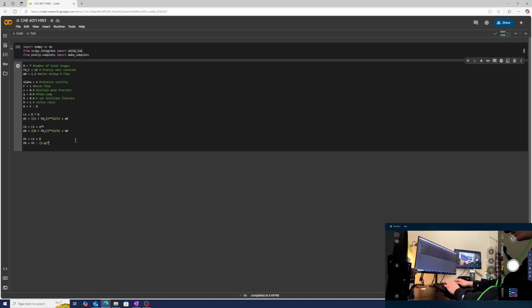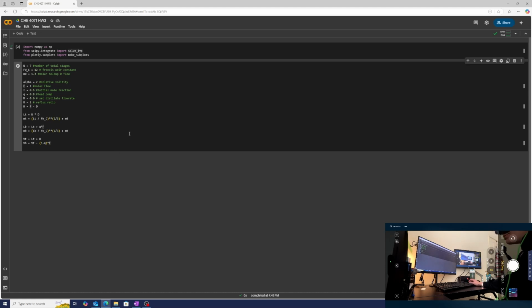times our feed. And this is because all of our vapor going up in our top section is equal to all the things from the bottom plus our feed composition that is vapor, so 1 minus Q. So everything in the bottom is only equal to what's at the top subtracted from our initial feeds.